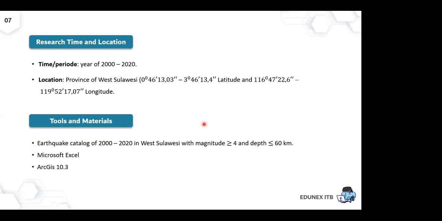Okay, the next section is about methodology. First, research time and location, where the data of this research is taken from 2000 until 2020, and the location is the province of West Sulawesi. And then the tools and materials that we use are the earthquake catalog of 2000 until 2020 in West Sulawesi with magnitude bigger than or equal to 4, and depth smaller than or equal to 60 kilometers. And we also used Microsoft Excel and ArcGIS to do the data processing.